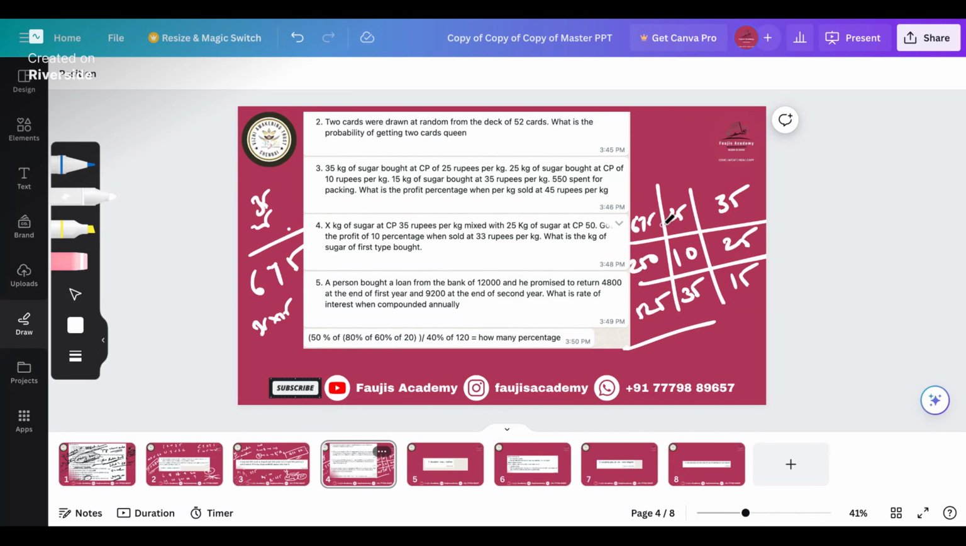How much is that? 675. 6 5 11, 12, 13, 14, 1450. 1450 plus 500 is 1950. Okay, this one is the essential cost price.